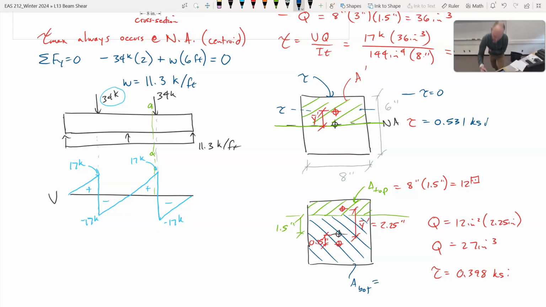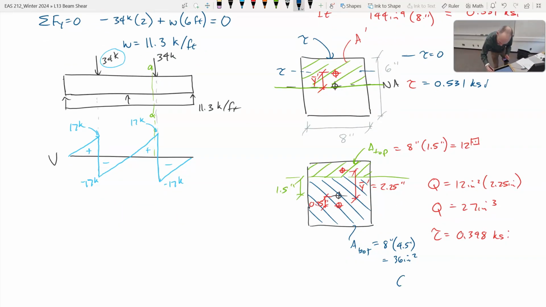A bottom is 8 inches times 4.5 inches. What is that? That's 36. So Q bottom is equal to 36 square inches times 0.75 inches, equal to 27 inches cubed.